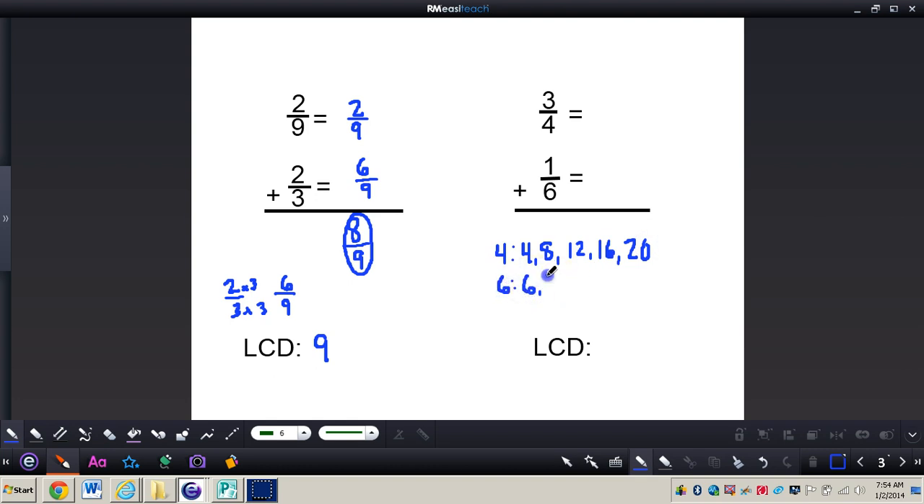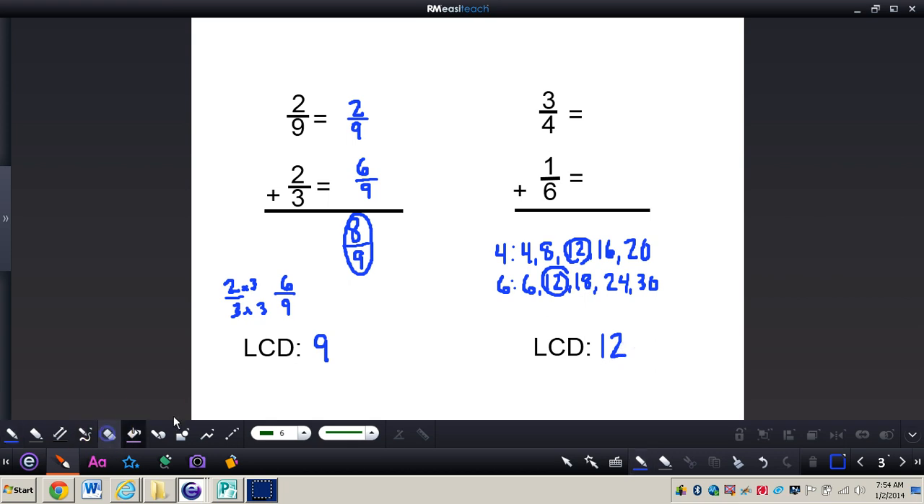6, 12, 18, 24, and 30. Okay, I can see my LCD is 12. I have 12 in this row and 12 in this row. There's not a smaller common multiple here. So my LCD is going to be 12.